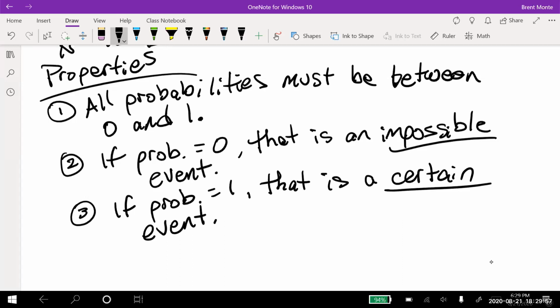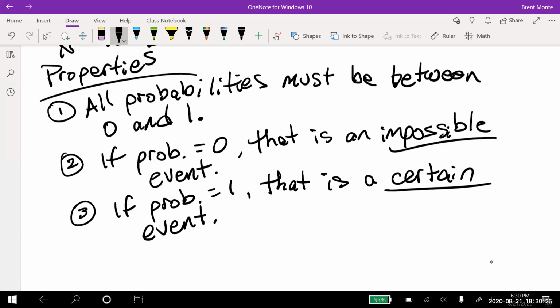And think about it, we can change these to percentages if we want to. So a probability of 0 would be 0% chance that it's going to happen. It can't happen. That's impossible. If the probability is 1, that becomes a 100% chance that it's going to happen. Well, we're certain that it has to happen. So those are the basic properties. Obviously, the closer the probability is to 0, the less likely it's going to happen. The closer to 1, the more likely it's going to happen. So those are the big ones.